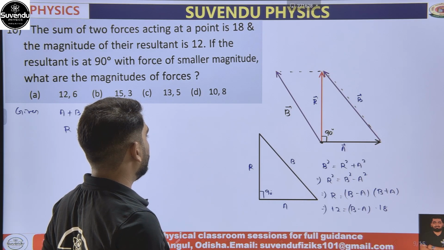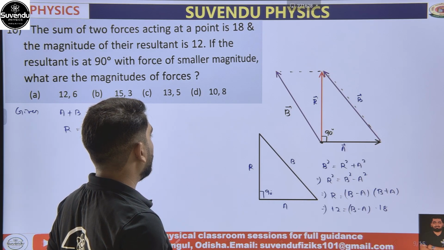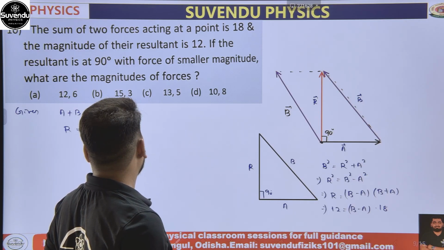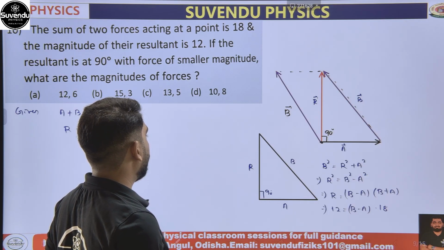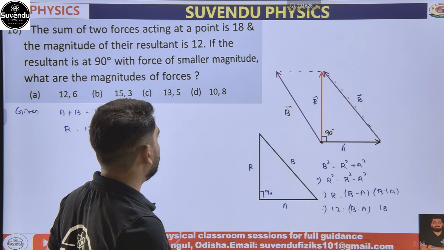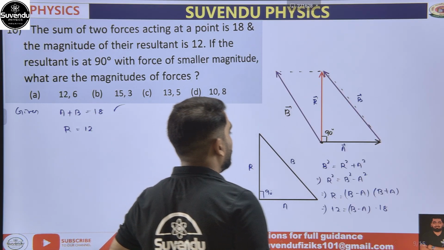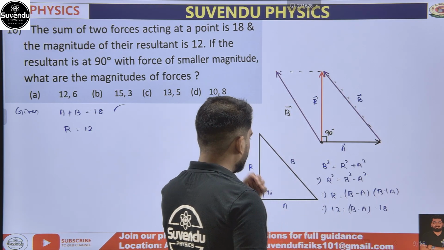Is that clear to all of you? R is equal to 12 is given, no? So how much is B minus A for us? There is some mistake here.